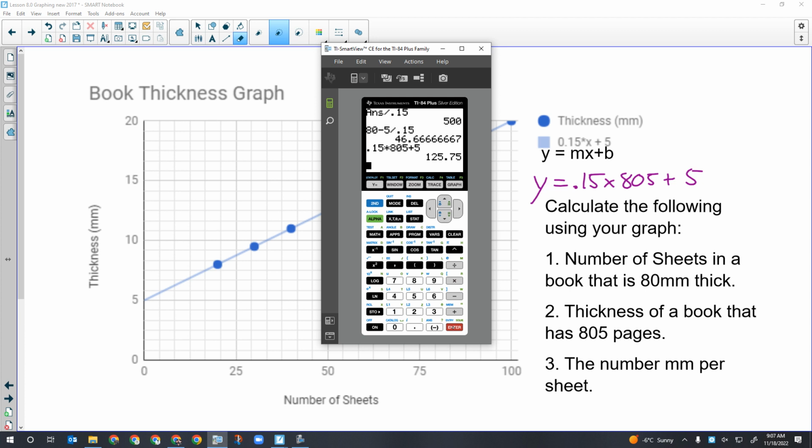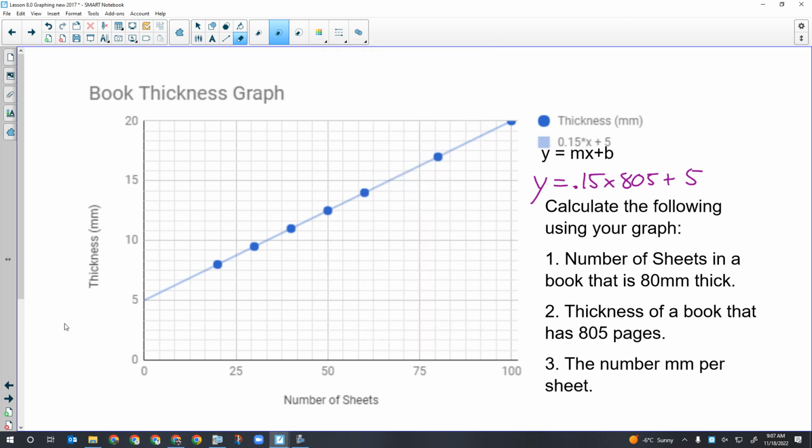Okay, the last question is, what's the number of millimeters per sheet? Do you have to do any calculating for that one? What's the number of millimeters per sheet?